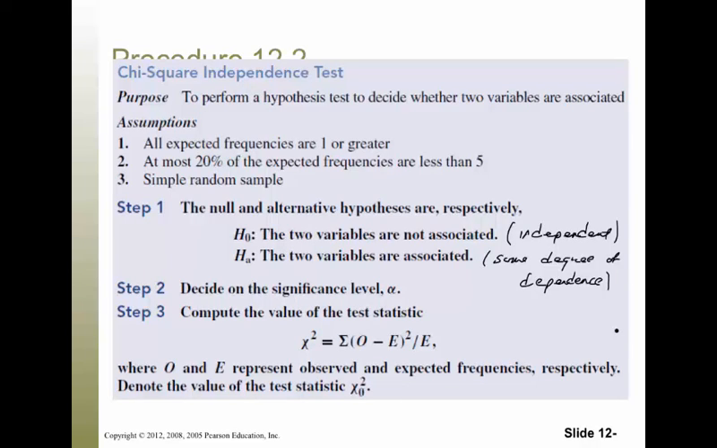Okay? And so like before, we're going to have a significance level, and we're going to use our goodness of fit test to come up with a chi-square test statistic. Then we're going to find the critical value based on the significance level and degrees of freedom, and just like before, we're going to compare our test statistic to the critical value, and then we're going to either reject or not reject the null hypothesis.